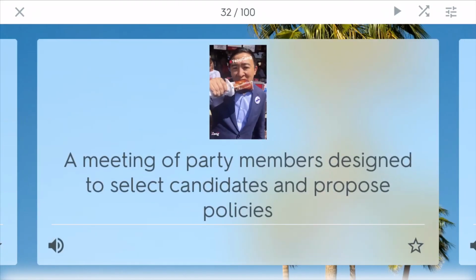Caucus. This is a meeting of party members designed to select candidates and propose policies. In the United States, Iowa is always first with their caucus, and in this one evening, many people will come together, talk about the candidates, and then go vote.